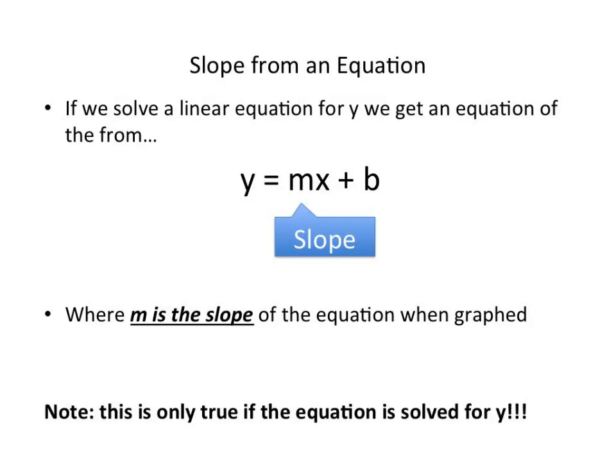So we've looked at two different ways of finding slope. First, by just looking at the graph. The second, by using the slope formula given 2 points. The third way is that we can actually just look at an equation.